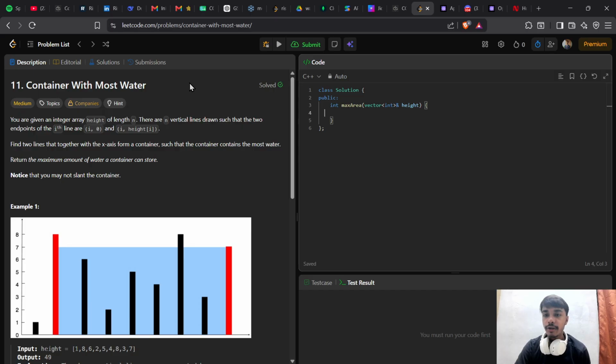Today we are solving LeetCode problem 11, Container With Most Water. This is one of the most famous two-pointer interview problems and it teaches a very important greedy optimization technique.